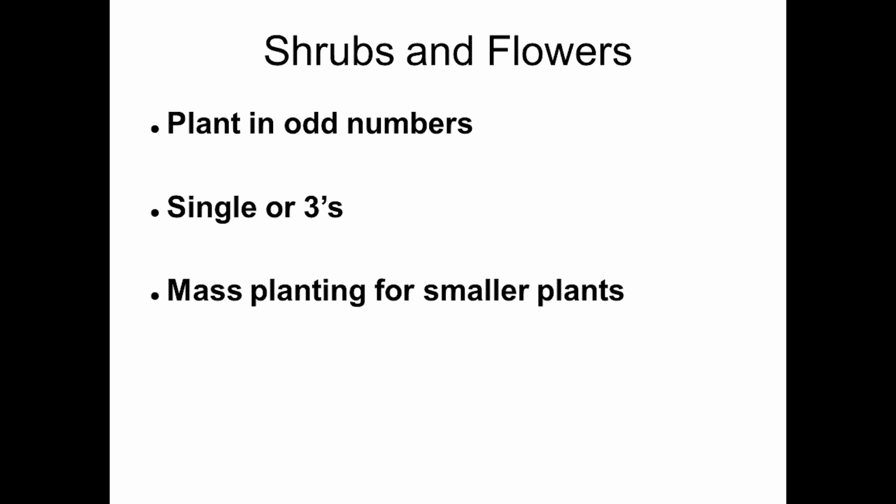When you're doing smaller plants, especially little short type plants, you're going to want to try and do more of a mass planting of those instead of just a couple. You want to try and do a fairly large section. It makes that plant stand out a lot more.